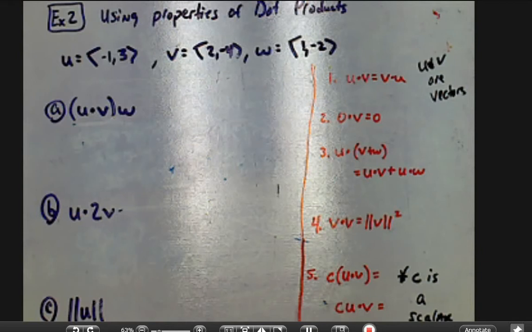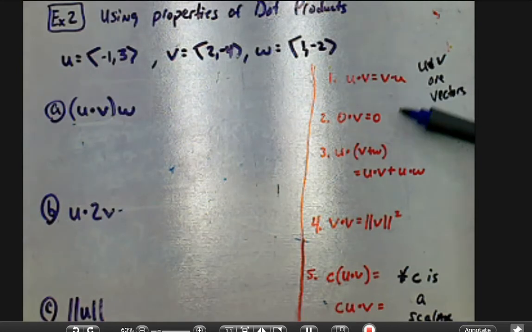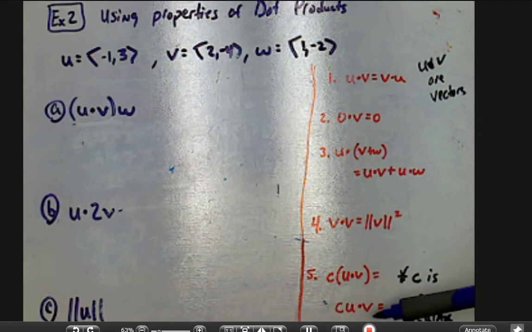Okay, here's example 2, using properties of dot products. It gives us 3 vectors. Over here in red are the 5 properties that we're talking about. They're right out of your book.